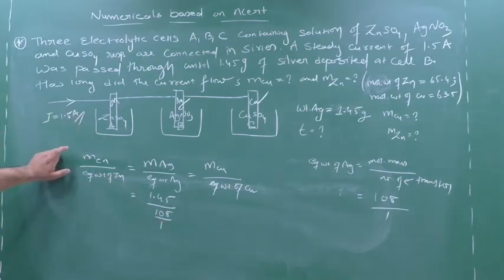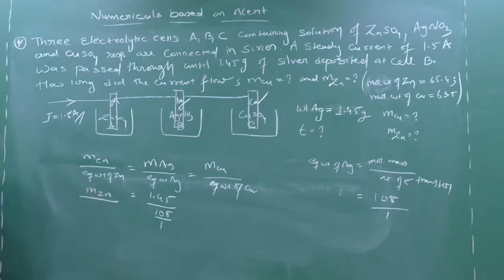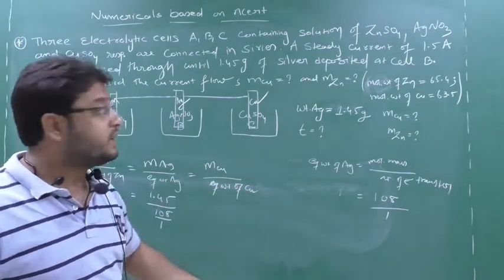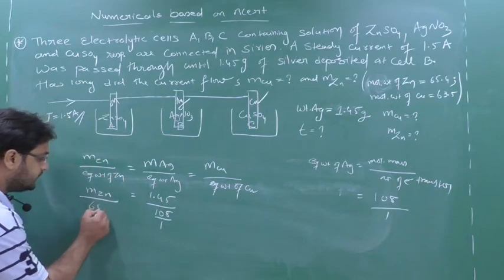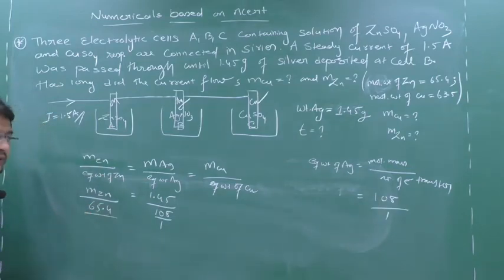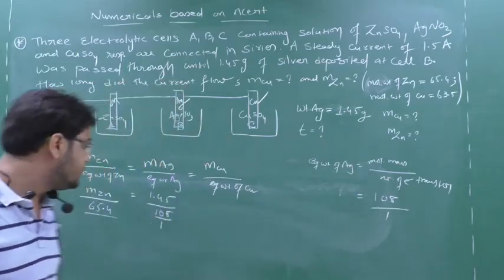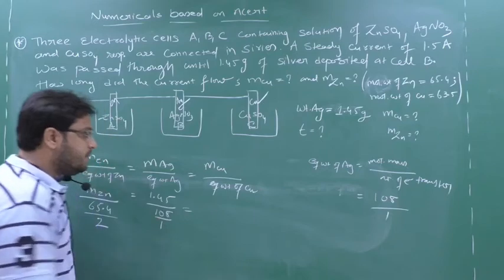Now here I have to calculate the mass of zinc, but the equivalent weight of zinc I can calculate. What is the equivalent weight of zinc? Molecular mass of zinc, which they have given as 65.4, by number of electrons transferred. Zinc will transfer how many electrons? Zn will form Zn2+, so here 2 will come. Yes or no?